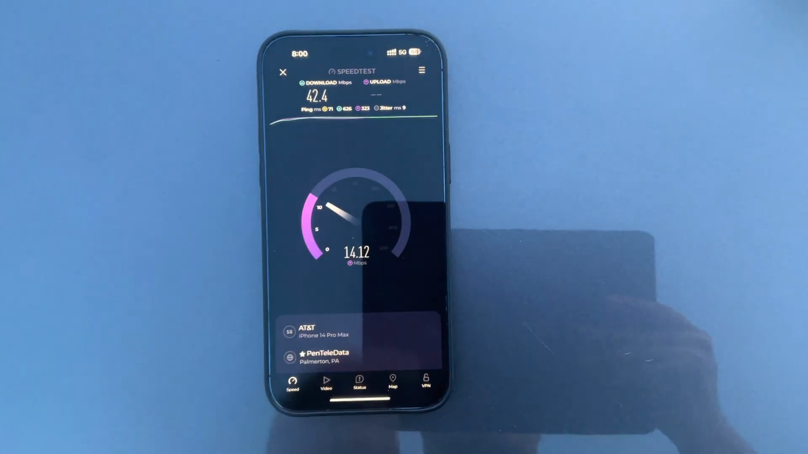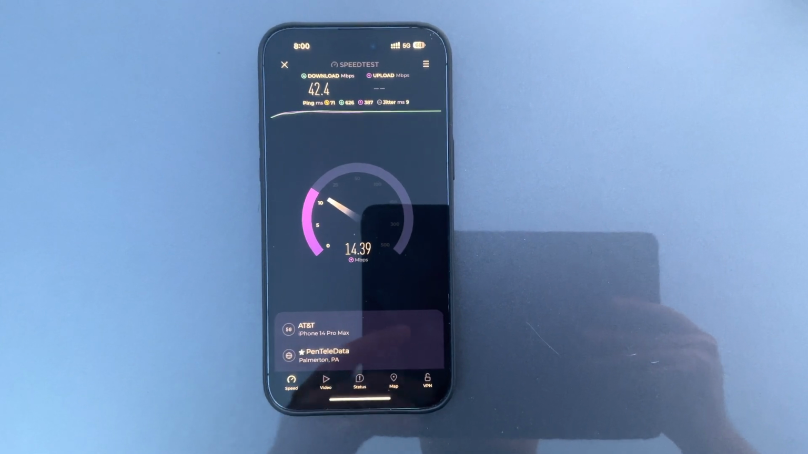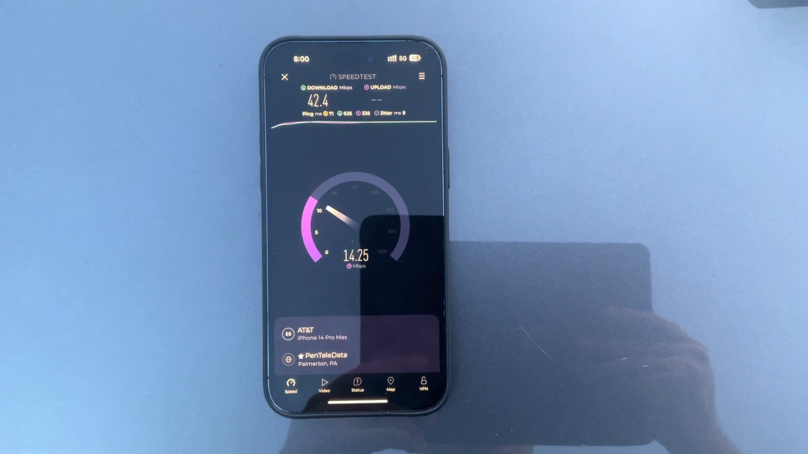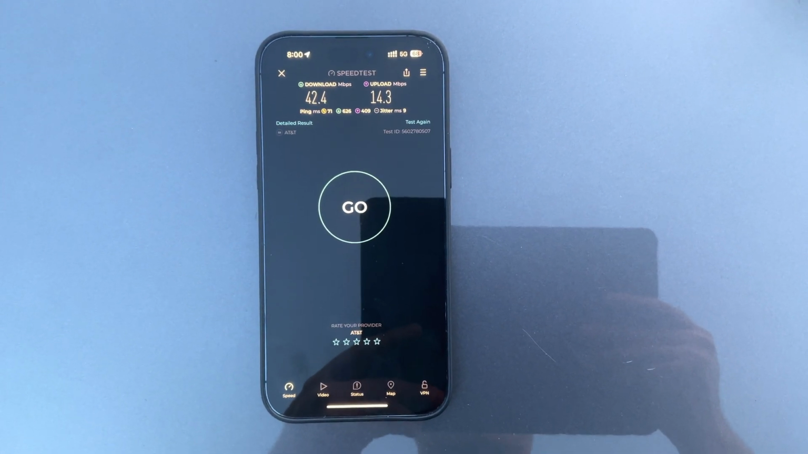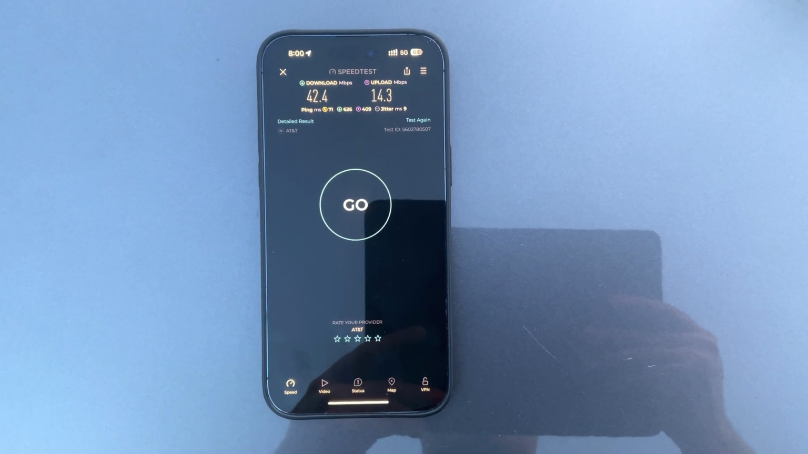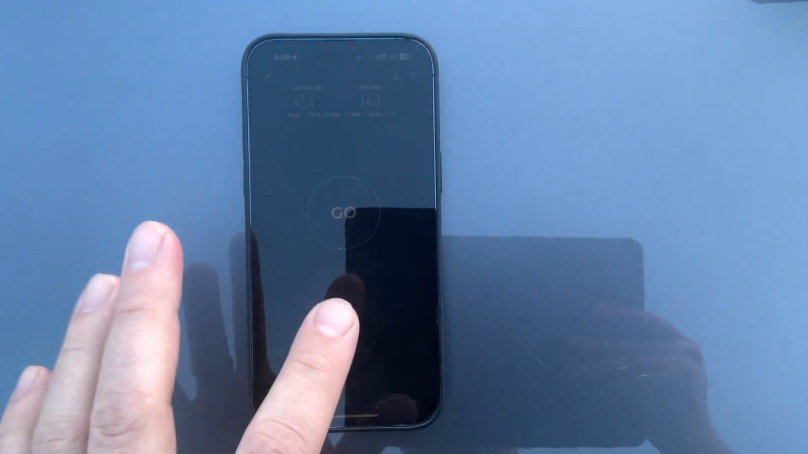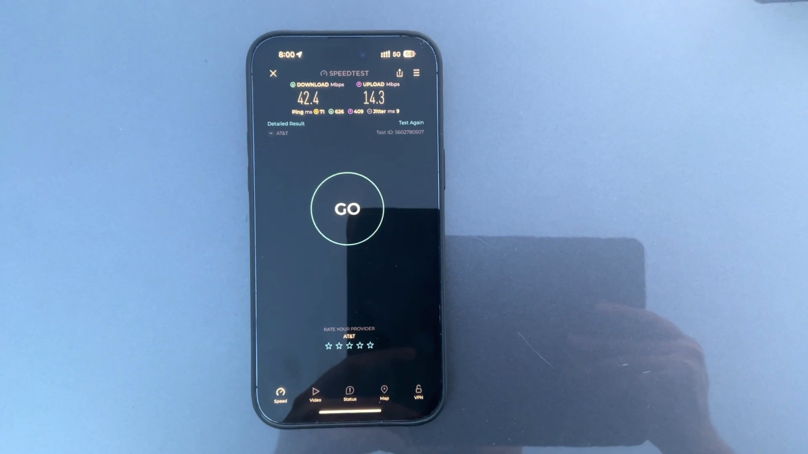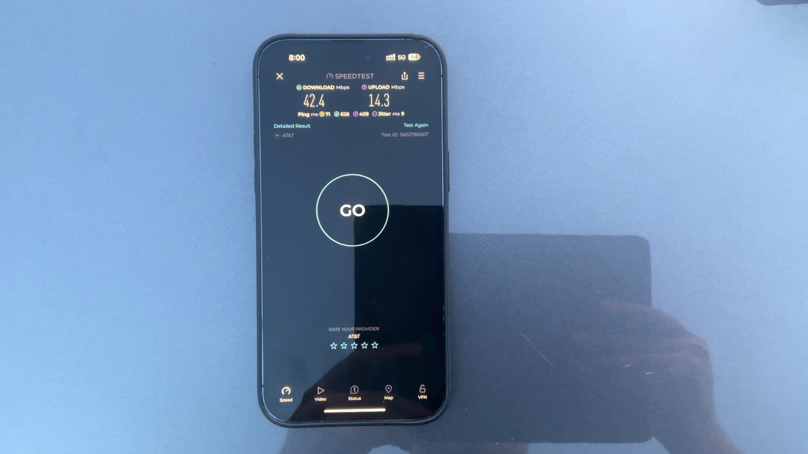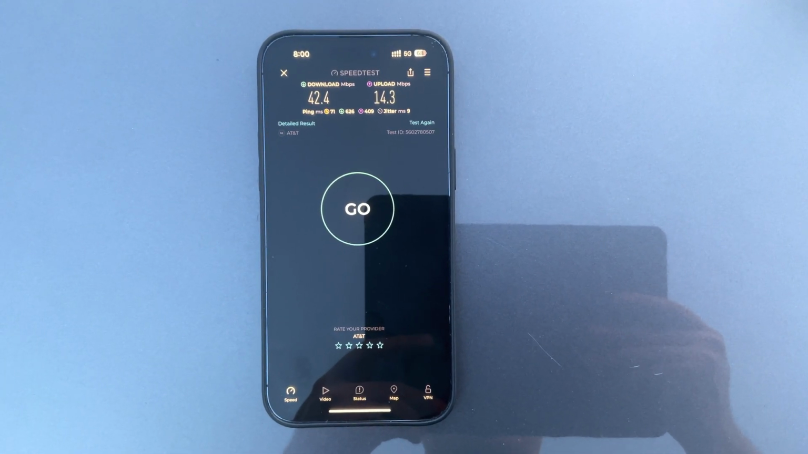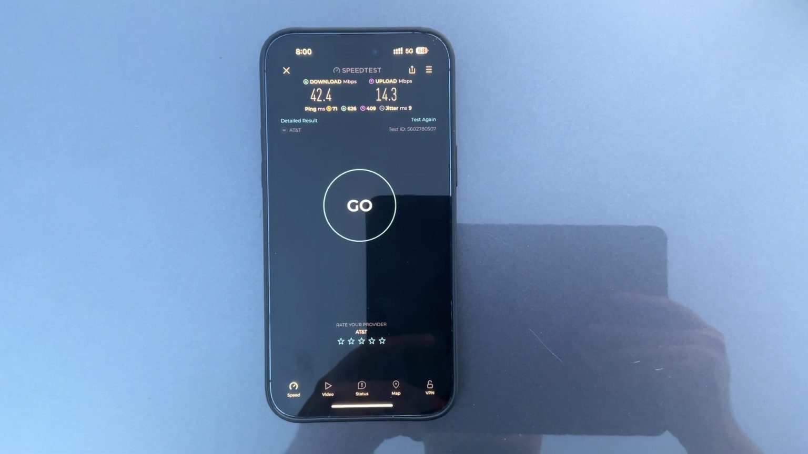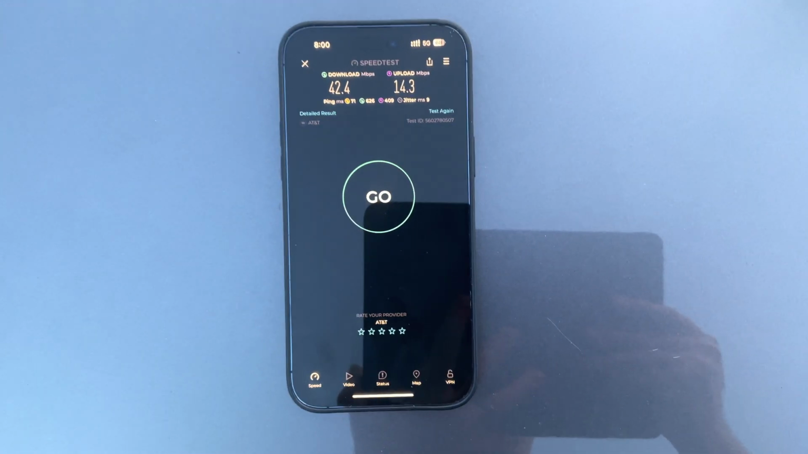So AT&T rocking the low-band 5G here. There's no 5G plus, whether it be DoD or C-band. So 42.2 on the, or 42.4 on the down, 14.3 on the up, 71 millisecond ping, and the loaded ping times look just all right. The jitter is 9 milliseconds, so not terrible. All right, let me switch over to Verizon and we'll give them a go.